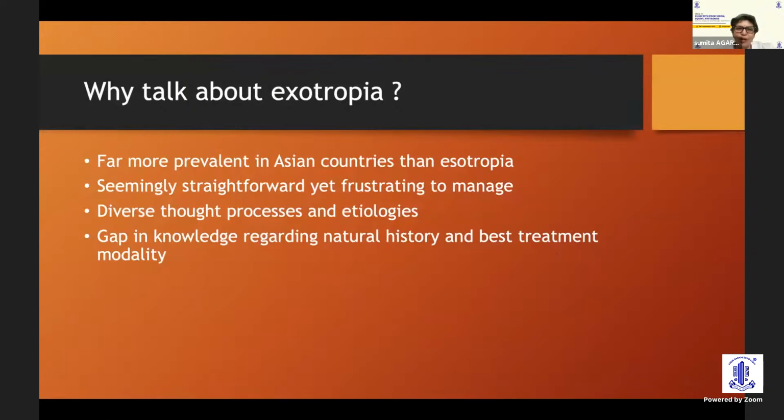So why do we need to talk about exotropia? Because it's far more prevalent in Asian countries, including India, compared to esotropia, which is what is reported in Western literature. It appears seemingly straightforward, yet can be frustrating to manage. And there is more divergence about divergent squint than anything else in ophthalmology. The etiology can be very diverse and very problematic at times. We still have a gap in knowledge regarding the natural history and best treatment modalities for this. Our failures are probably maximum in this entity than any other strabismus entity as far as surgery is concerned.